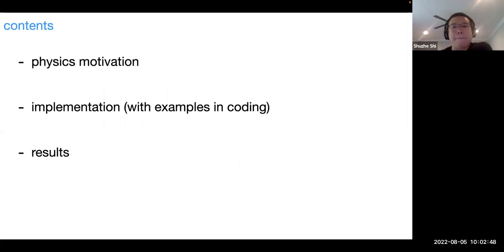So in this talk, I'll first explain our physics motivation, why we would like to use the JETSCAPE framework to do our physics, and how we are going to implement the CUJET model into JETSCAPE. And since this talk is targeting the potential users of the JETSCAPE framework, I would like to show a few examples or details of how this implementation is realized in coding. And I will also show our results.